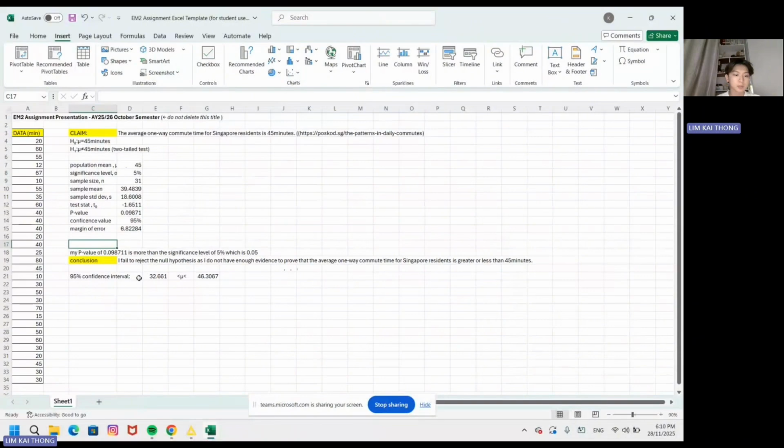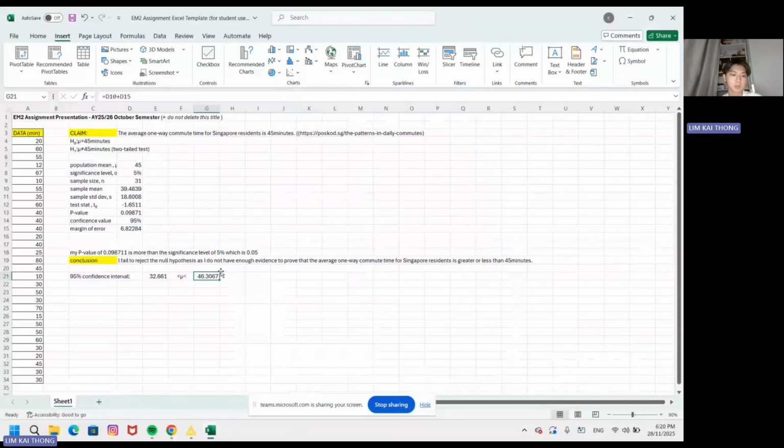For my 95% confidence interval, I use D10 minus D15, sample mean minus the margin of error, which will give me the value of 32.661, which is my lower bound. And for this, I use sample mean plus my margin of error, which will give me the value of 46.3067, and it is my upper bound.